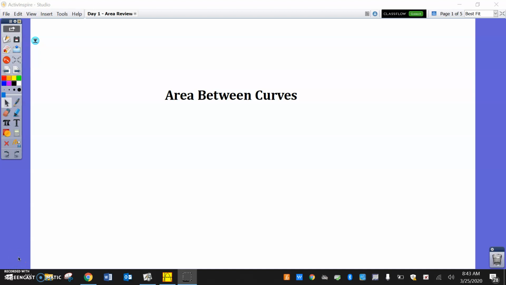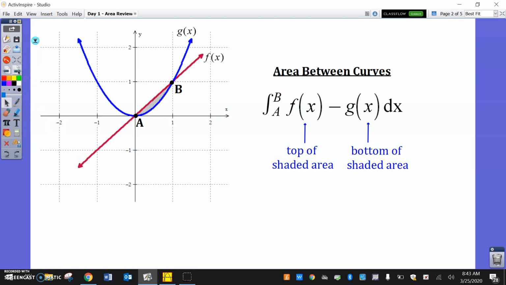Okay, hi everyone. We are first just going to do a little area between curves review. This is the last topic we covered before spring break. So let's just look at the graph of two functions. Here I've graphed f of x, which is some line, and g of x, a parabola.